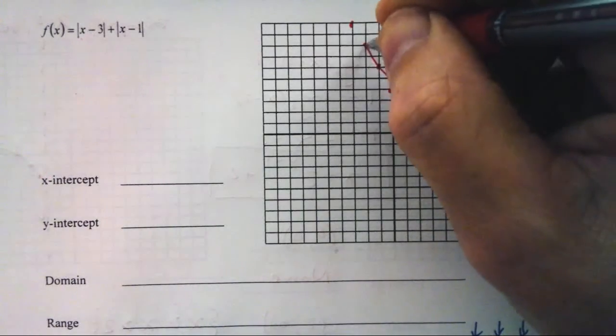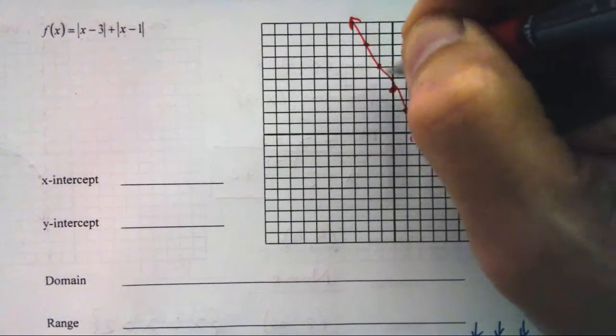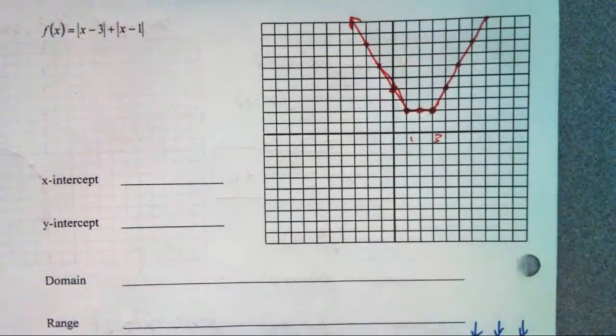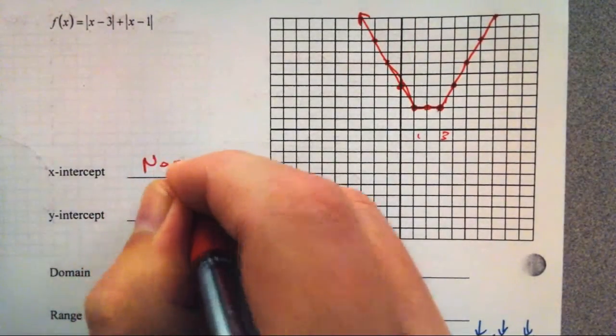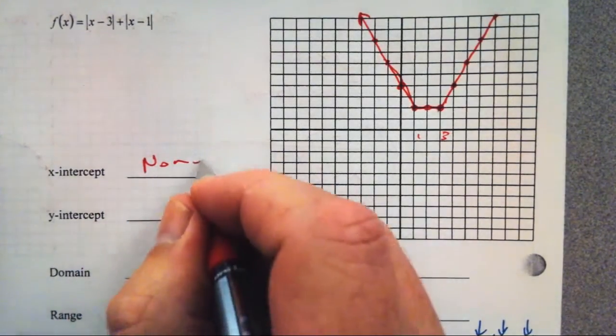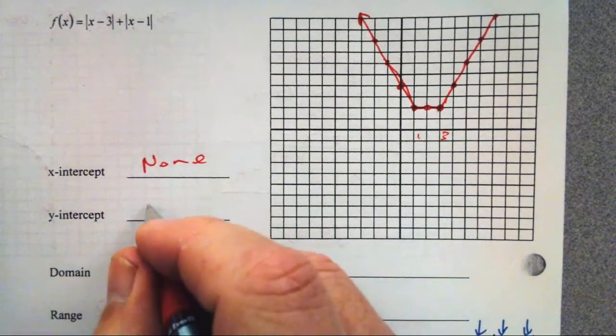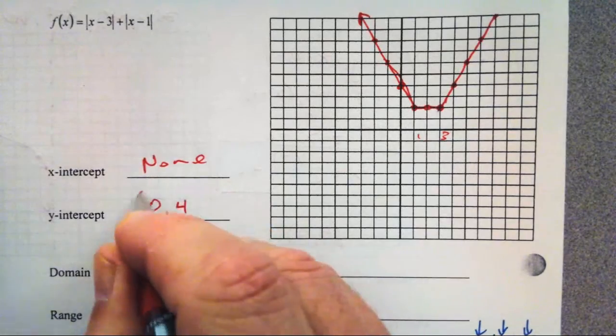So we have this guy. That wasn't a very straight line, Mr. Hearn. Okay. So x-intercept, we have none. Y-intercept, we have the point 0, 4.